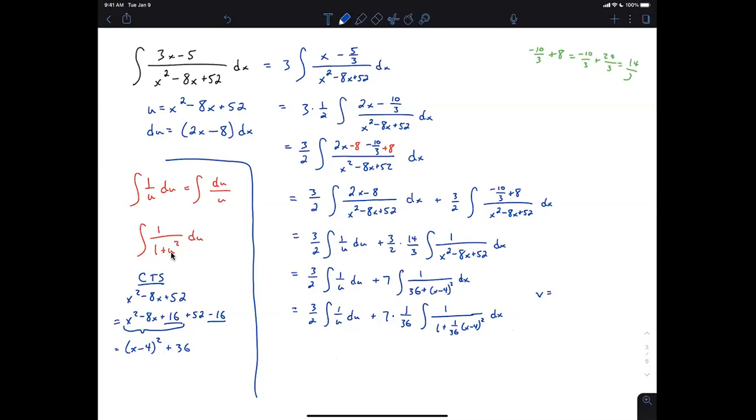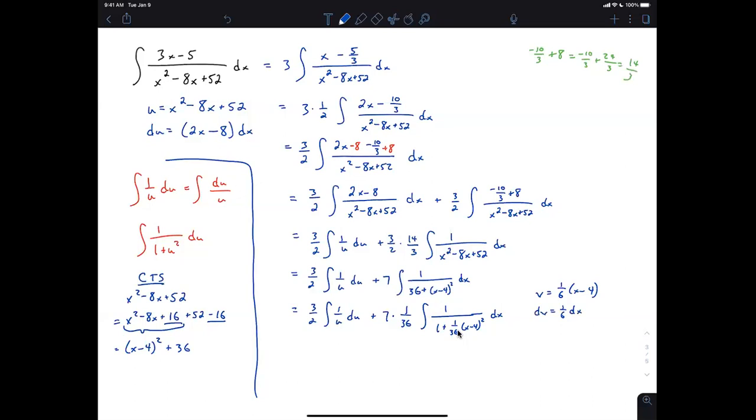Okay, so v should be 1/6 times (x minus 4) because it's whatever you square to get this. Does that make sense to everybody? Okay. dv then is the derivative of that. Remember, we're not doing parts, we're doing u sub, just using the letter v. So dv is just the derivative of that, and it's 1/6 dx.